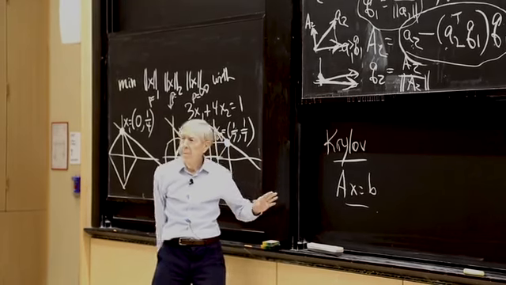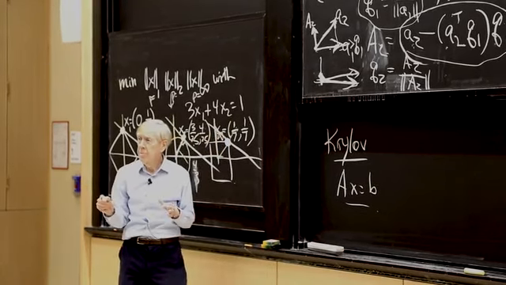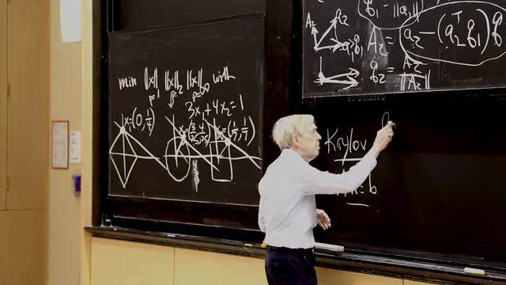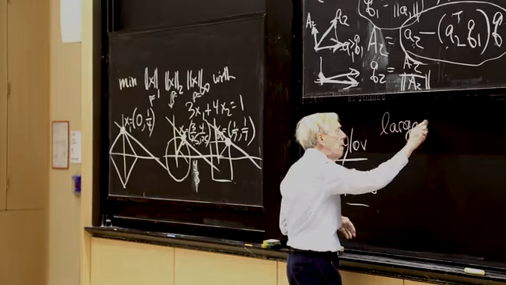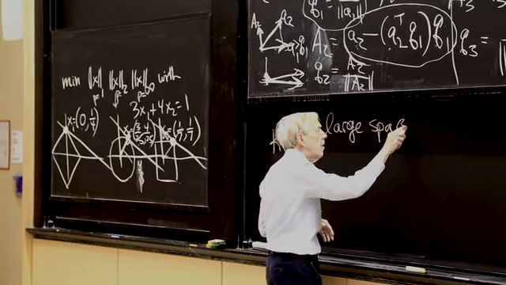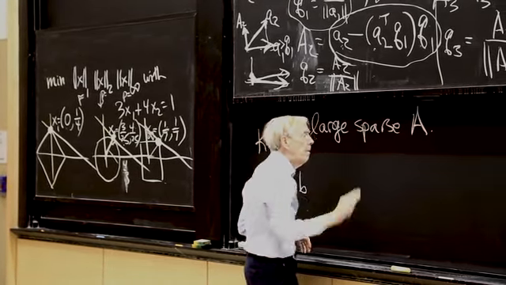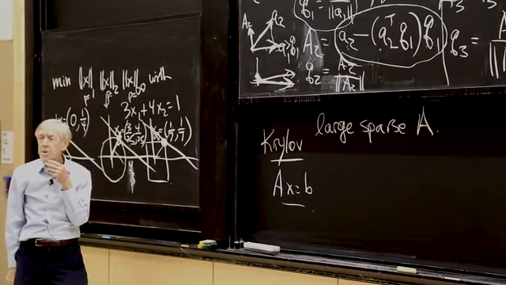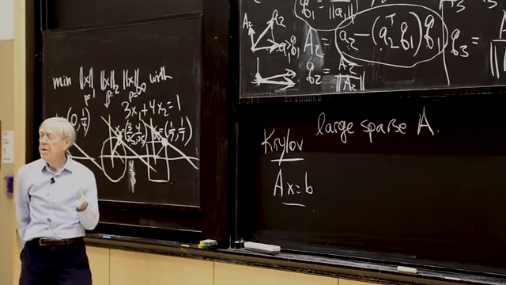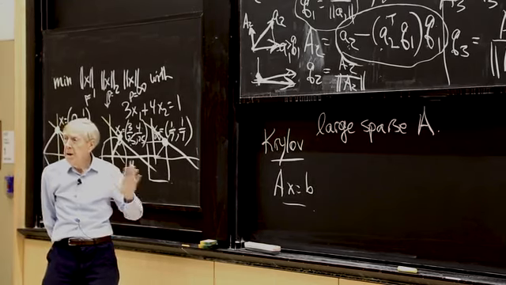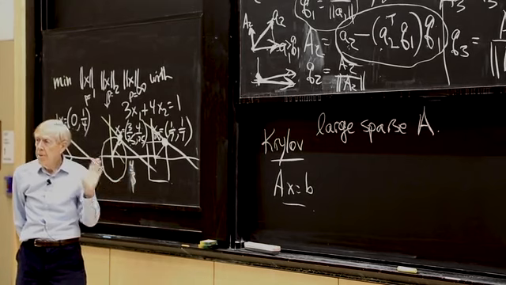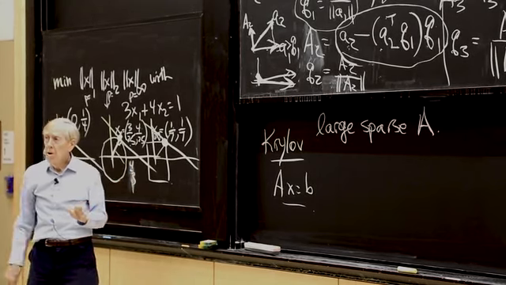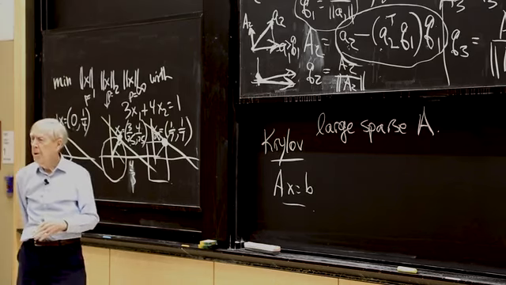What I can do with a big matrix A, especially if it's sparse, so that would be a large sparse A, would be a good candidate for Krylov. So what is it that you can do cheap and fast with a really large, but really sparse matrix A? You can do a matrix times a vector.